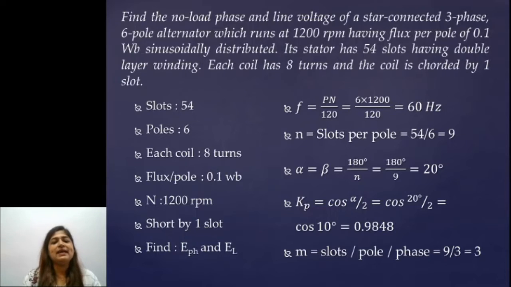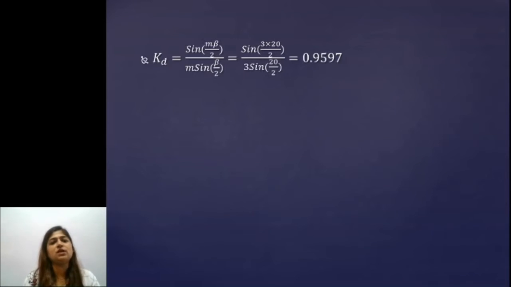Okay. Next, we will find M because we need to find out Kd now. So for Kd we need M. M is given by slots per pole per phase. We have slots per pole as 9 divided by the number of phases, that is 3, and you will get M as 3. Substitute everything in the equation of Kd. Kd is given by sin M beta by 2 upon M sin beta by 2, which is 0.9597.